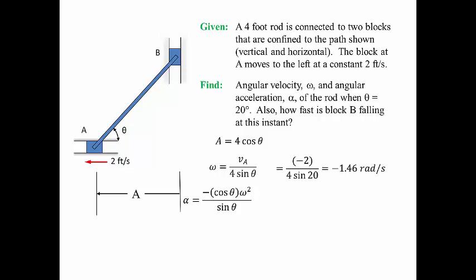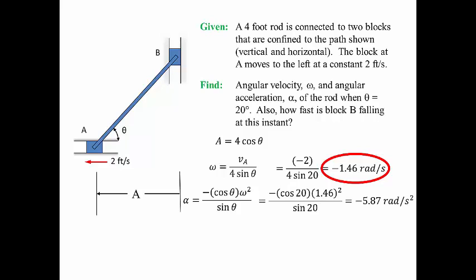If we plug in minus 2 for our velocity, since our velocity is moving in the negative x direction, and divide that by 4 times the sine of 20, we get an angular velocity of minus 1.46 radians per second. For our angular acceleration, we insert minus 20 for our angle, minus 1.46 radians per second for our angular velocity, and solve for our angular acceleration, which is negative 5.87 radians per second squared. However, we're also looking for how fast block B is falling at this instant.